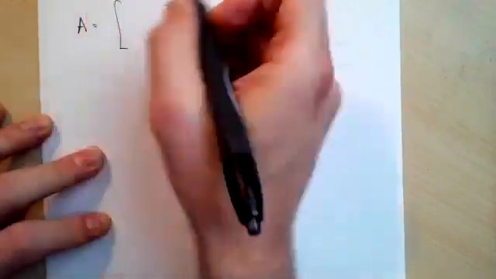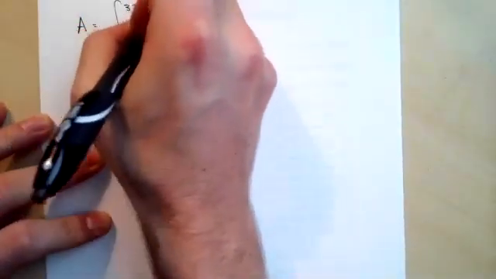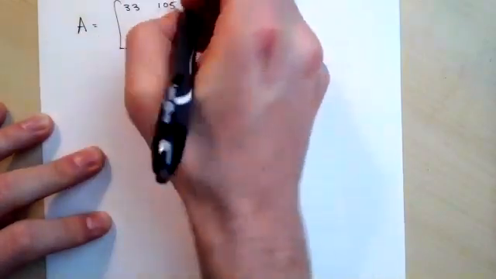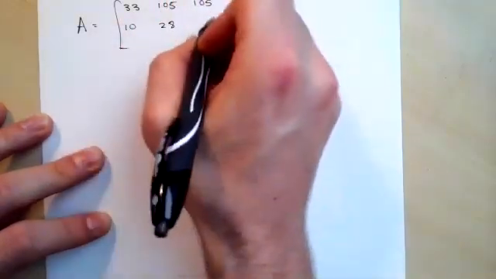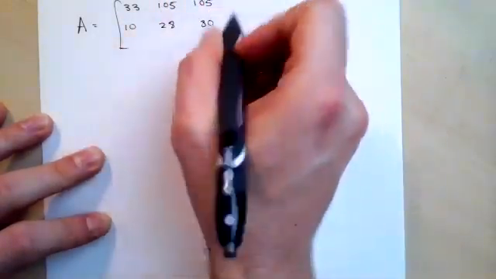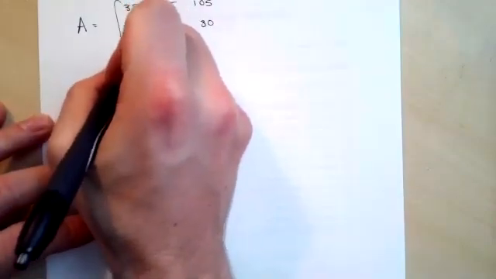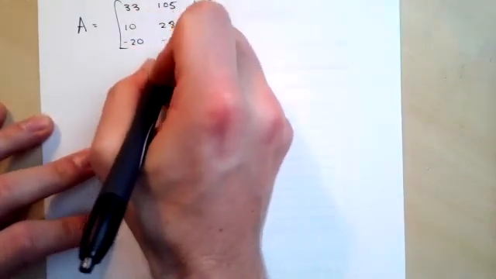We performed a sequence of column operations. Let's go ahead and rewrite everything. So we had our A, and we had 33, 105, 105, 10, 28, 30, -20, -60, and -62.